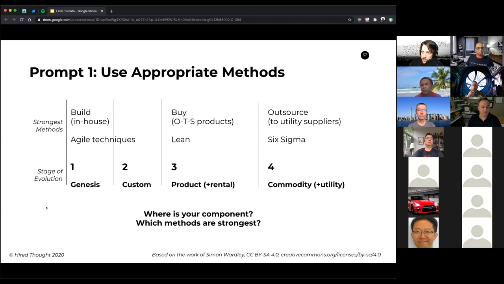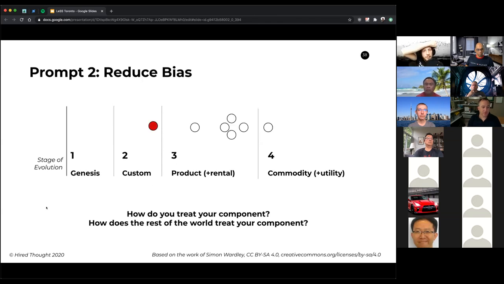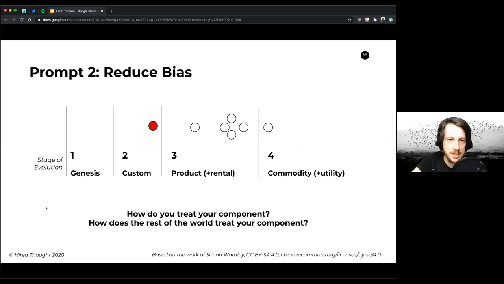So that's one prompt. The next is reducing bias. It's simply looking at a component and saying, how do we treat this thing? Do we treat it like a custom built thing when the rest of the world is treating it like a product? So how do we treat it versus how does the rest of the world treat it? And if there's a difference there, is that difference valuable or is it a waste of our energy? So that can prompt additional opportunities.